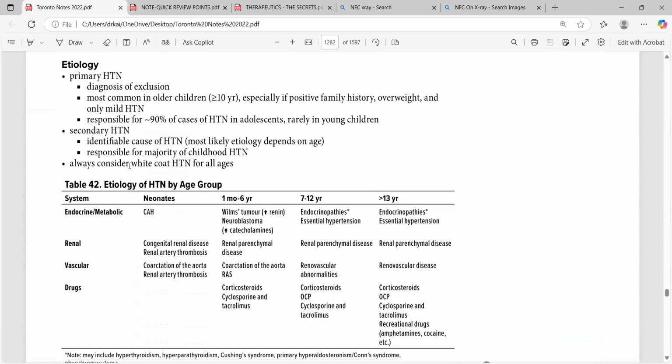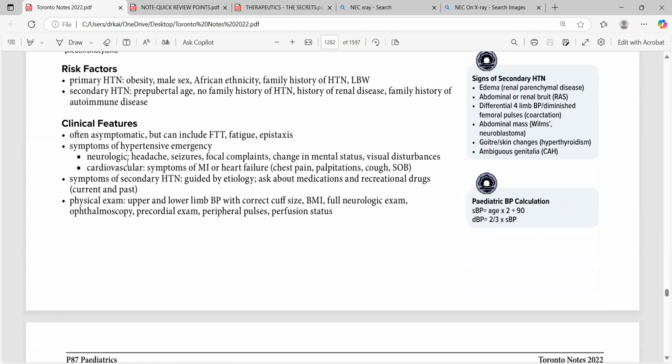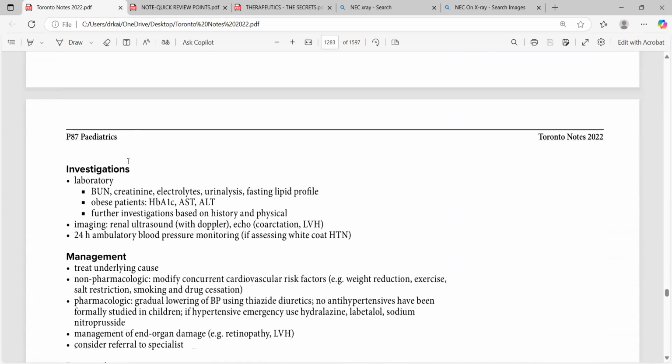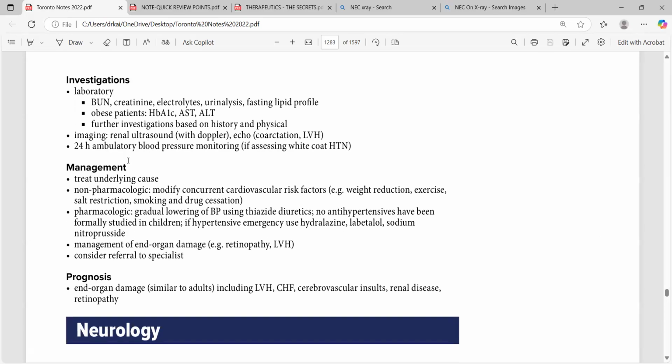In hypertension, mainly we think of endocrinopathies, Wilms tumor, and congenital adrenal hyperplasia, just for your idea. In obese children, always think of some sort of depression, and of steroids causing high blood pressure too. When a child presents with hypertension, we always check their kidneys, so urea and creatinine. Try to think of logical ways in which you might encounter these questions. Treat the underlying cause. Non-pharmacological treatment includes weight reduction, exercise, salt intake, smoking and drug cessation. Some children we also have to counsel about junk food.